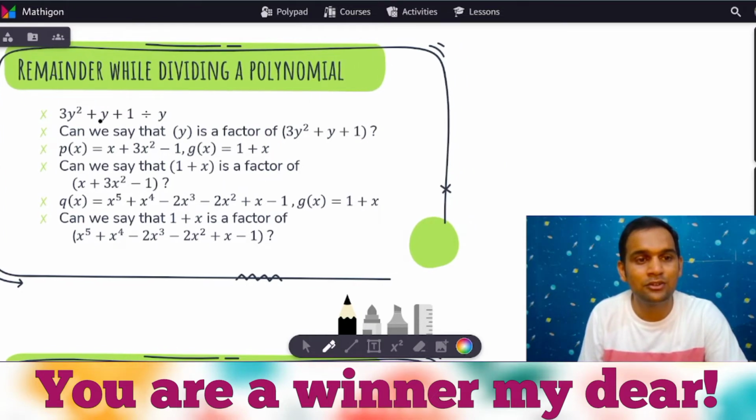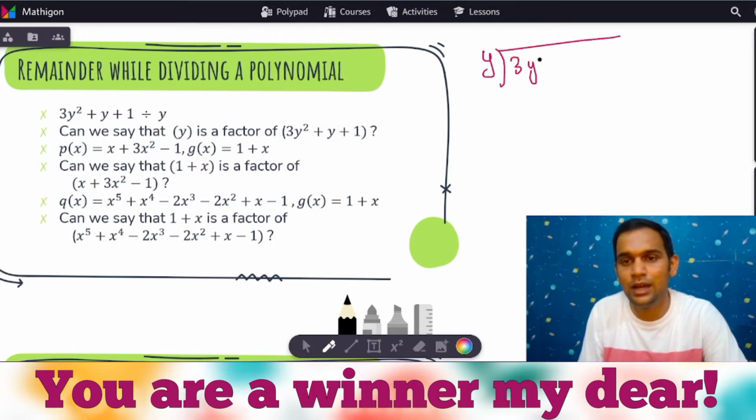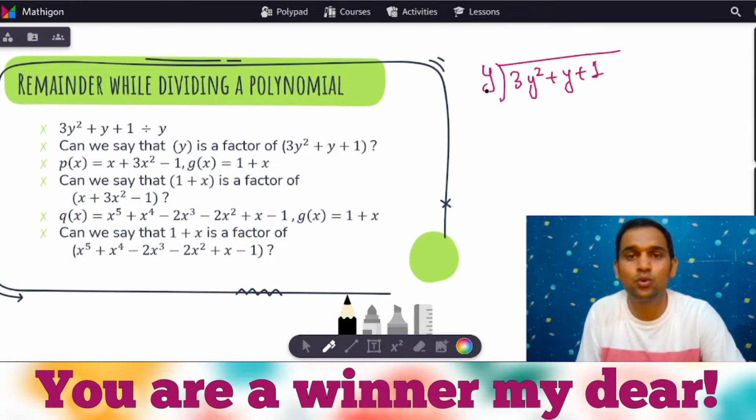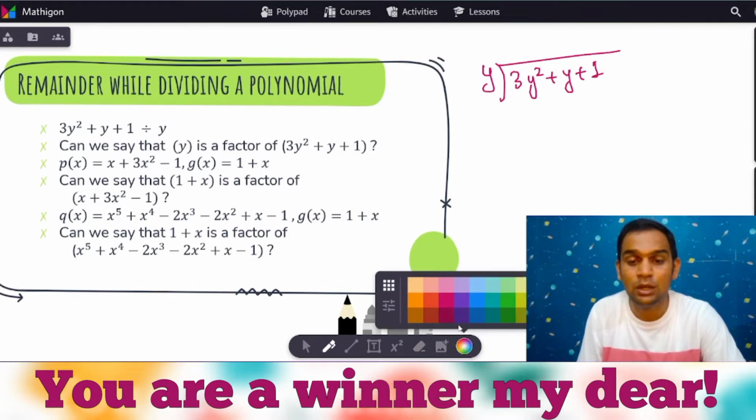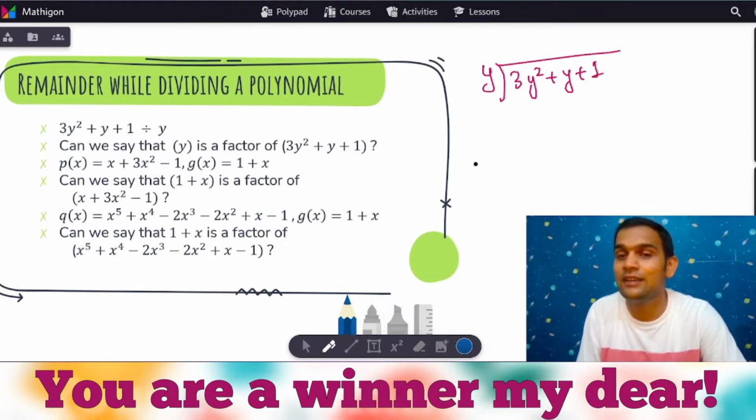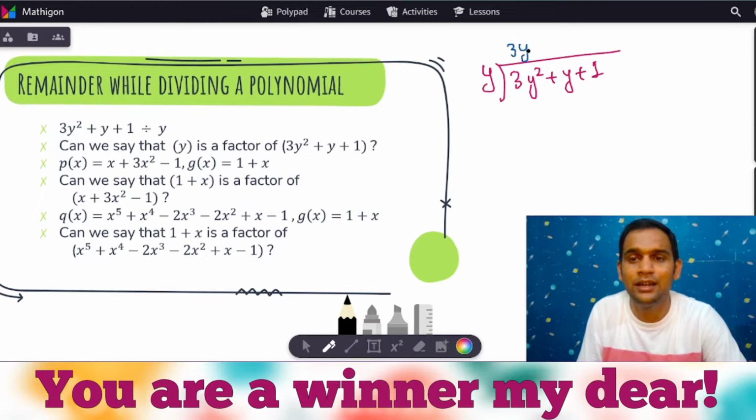So over here we have a division. We have 3y square plus y plus 1 as the dividend, and the divisor is y. So we start the division process. Now when we start the division, obviously there is only one term in the divisor. So at one time we will consider one term of the dividend. That's the first thing we observe. So y and 3y square. What should you multiply to y to get 3y squared? It's 3y, right? 3y multiplied by y will give you 3y square.